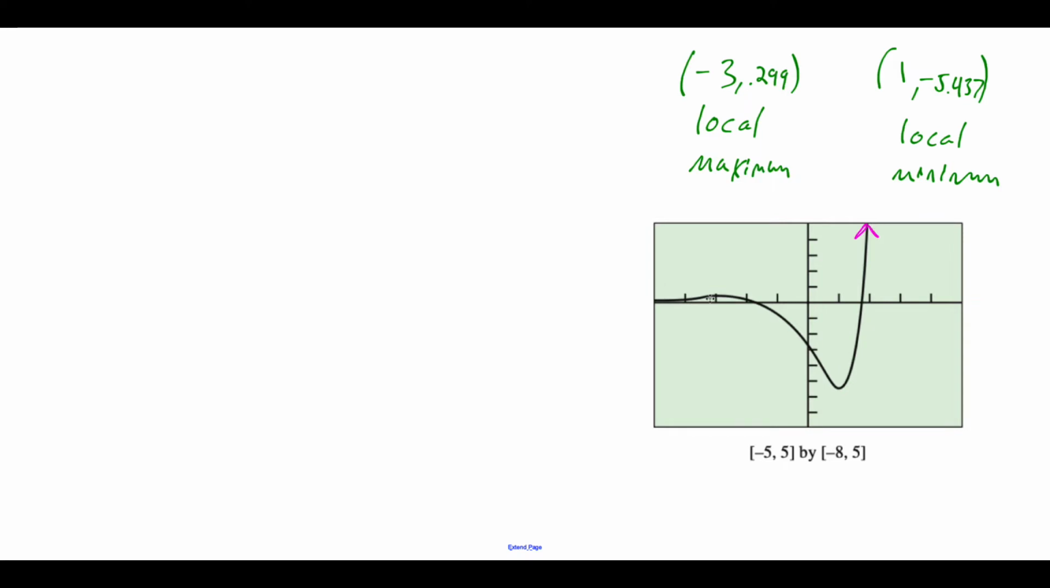But what's happening here on the left-hand side, this graph actually has a horizontal asymptote along the y value of 0. So as we extend to the left forever and ever and ever, our function is never going to go below that y value of 0. So where we said we had a local minimum at this 1 and negative 5.437, that's actually the lowest point on the entire graph. So instead of calling that a local minimum, we can call that our absolute minimum. That's going to be it for this video.